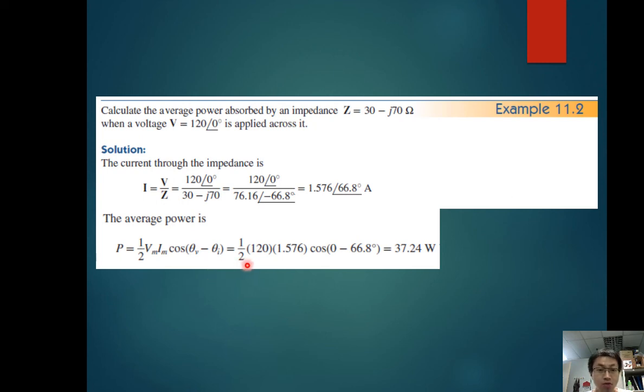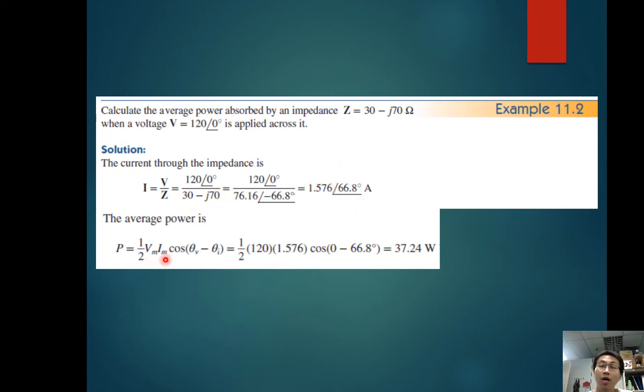I have the half. Do I have a Vm? Yes, 120. Do I have Im? No, I don't have Im. So what do I need to do? I need to find it. So I equals V over Z. I have V, 120. I have Z, like this. So this is my I.